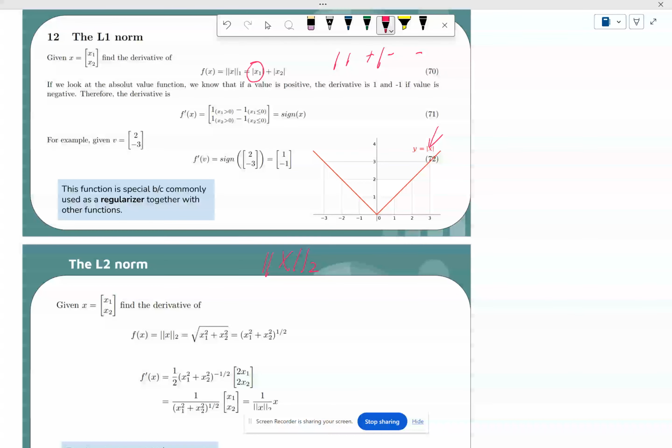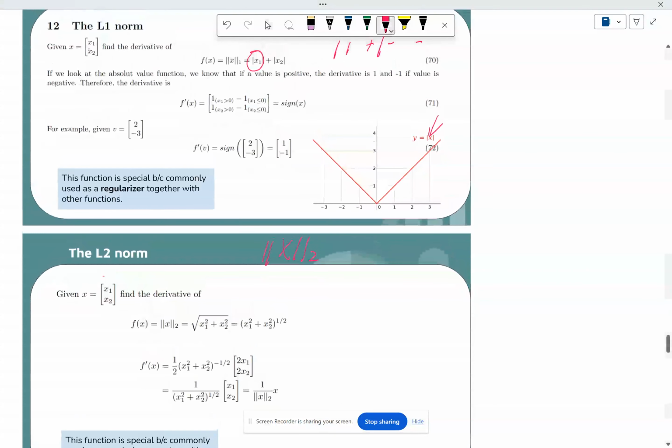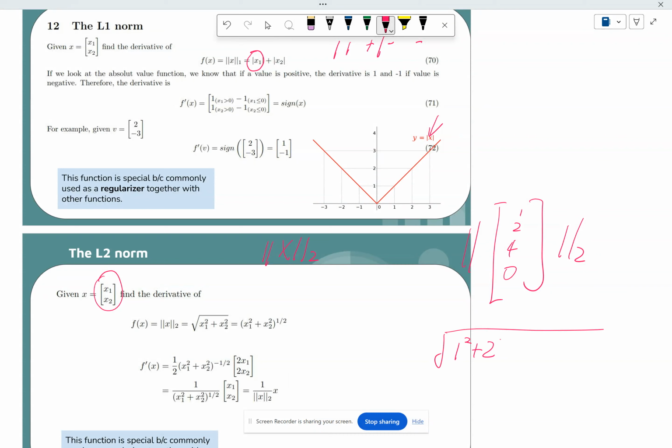The L2 norm is also called a Euclidean norm. And when you have a vector x1, x2, the way you find the norm is you take the square root of x1 squared plus x2 squared. Now, if you have 4 numbers, like 1, 2, 4, 0, the L2 norm is simply the square root of 1 squared plus 2 squared plus 4 squared plus 0 squared. So this is what the L2 norm is.